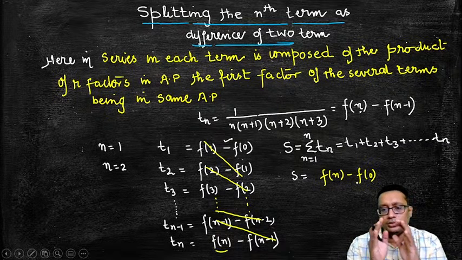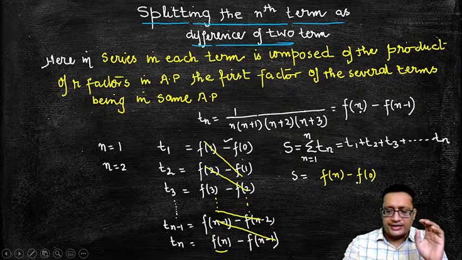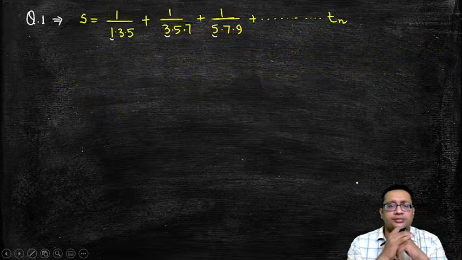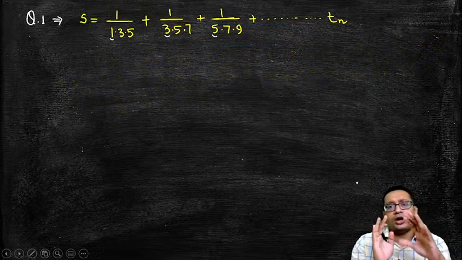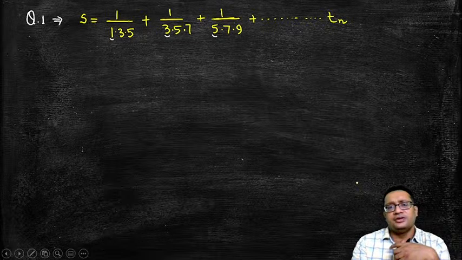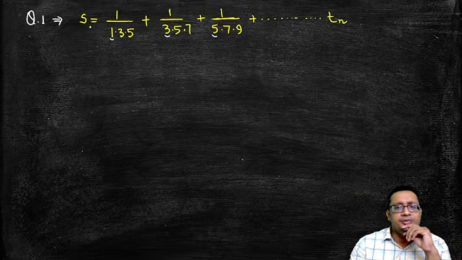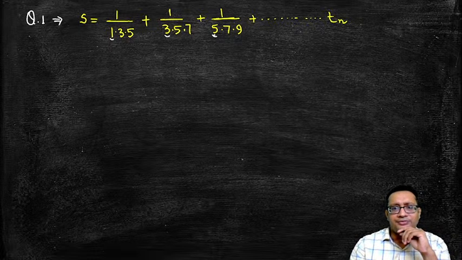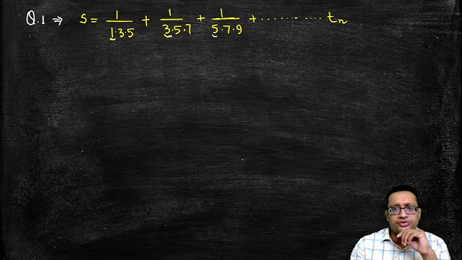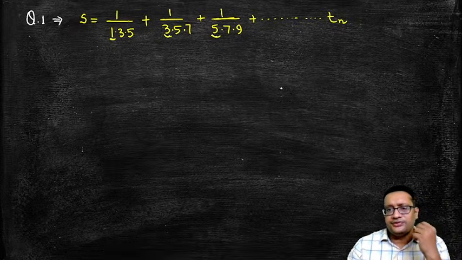Let's look at an example so that we can make it clearer. I am asking what the nth term of this series is. Then you will say, okay, let me see, S equal to 1·3·5 plus 1 upon 3·5·7. So it is a product of three factors, the first terms being 1, 3 and 5. This is an AP.